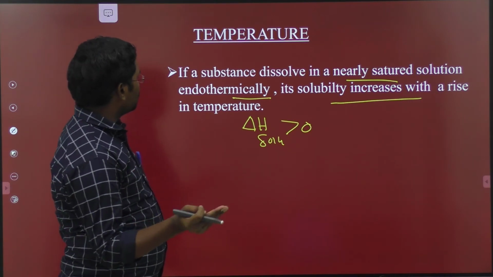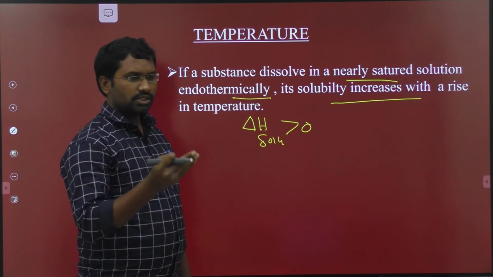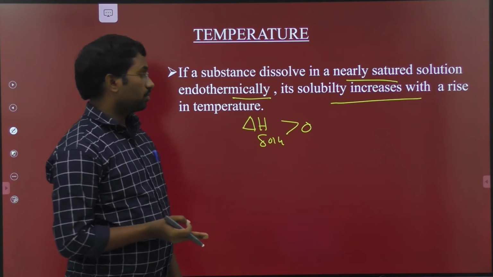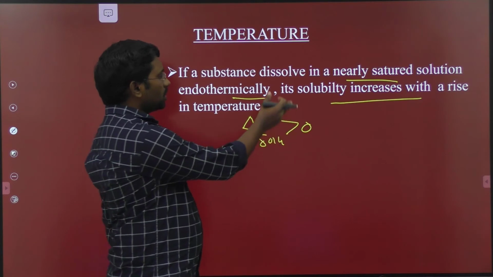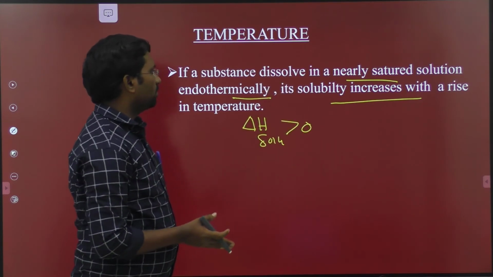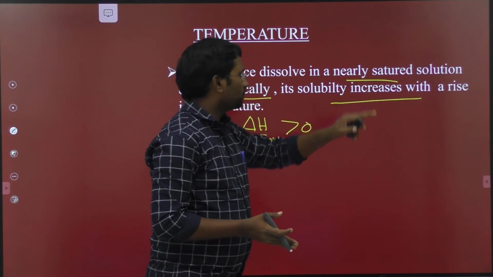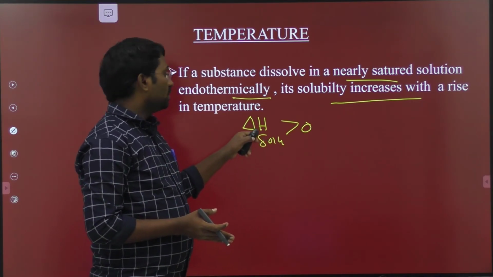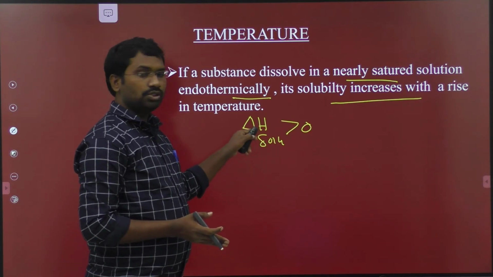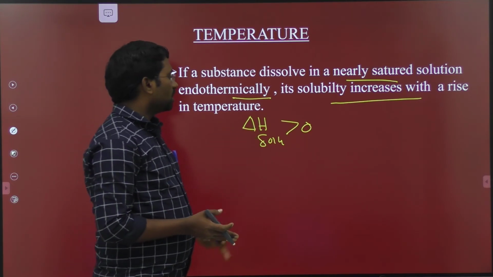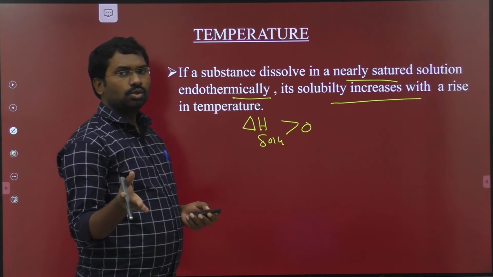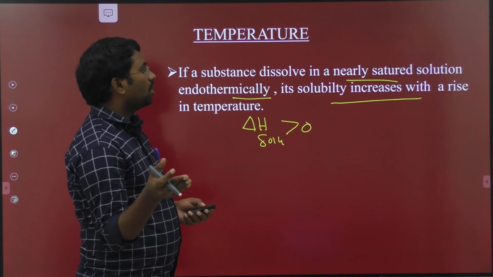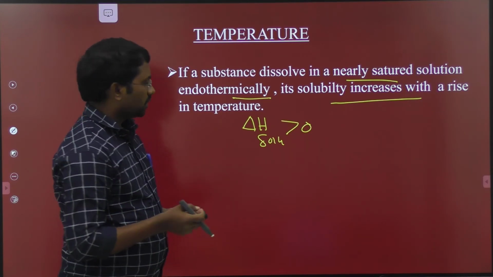In that particular solution, endothermic means when the reaction is in progress, some amount of heat energy is absorbed by the molecules. Therefore, if the substance dissolves in a saturated solution endothermically, the solubility definitely increases with a rise in temperature. Endothermic means heat energy is absorbed. Therefore, delta H of that solution, the enthalpy change, is greater than 0. When we give some heat energy, automatically the solubility of solids in liquids also increases.